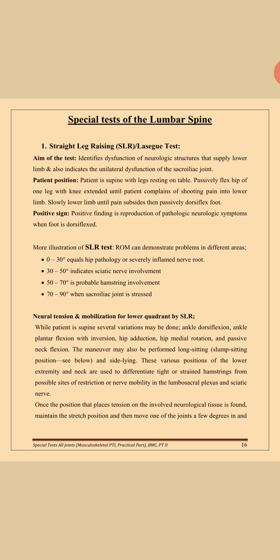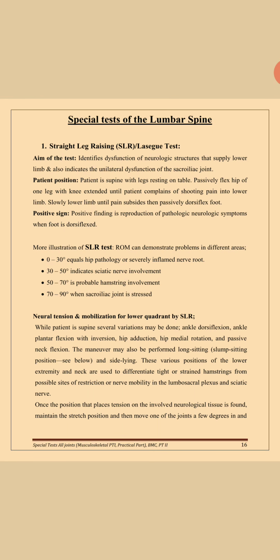Neural tension and mobilization for lower quadrant by SLR. While the patient is supine, several variations may be done: ankle dorsiflexion, ankle plantar flexion with inversion, hip adduction, hip medial rotation, and passive neck flexion. The maneuver may also be performed long sitting, slump sitting position, and side lying.